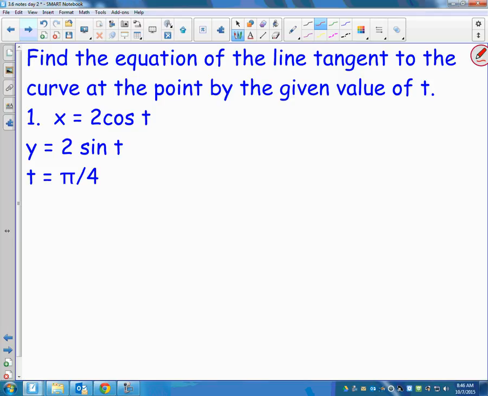Parametric curves are usually not functions, they usually don't pass the vertical line test, and that's why it's easier to write them as x equals and y equals, because if you tried to write it just as a y equals equation, it's not very pretty to do.